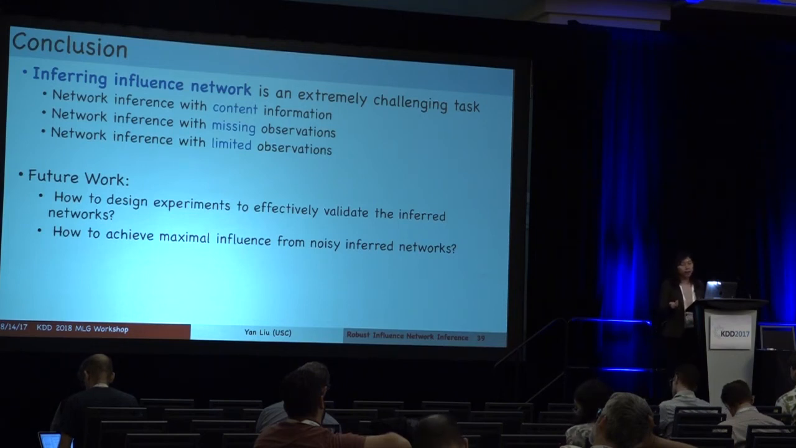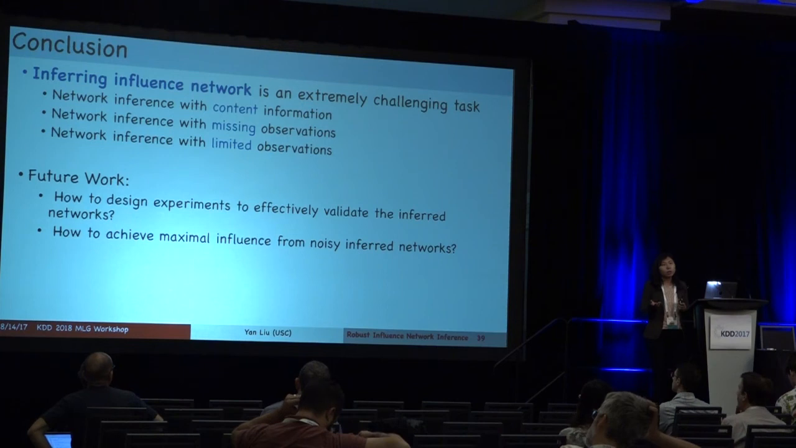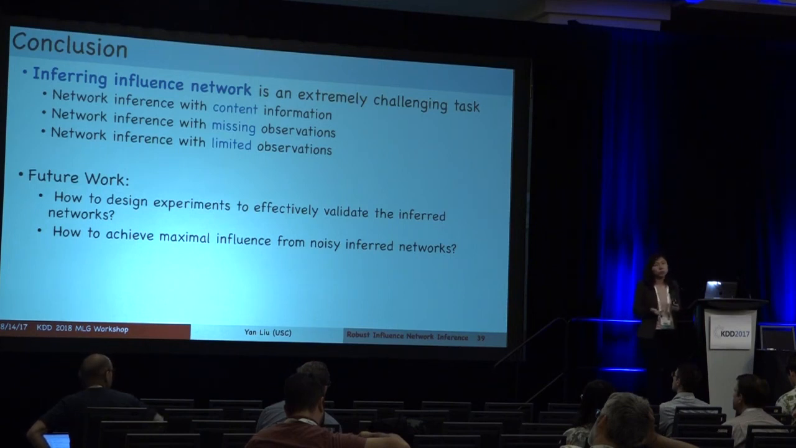For future work, we look at two different directions. One is that once we infer all these different types of diffusion or influence networks, how can we validate whether they are correct or not? Right now, we are mostly using either synthetic data sets or some auxiliary or approximate ground truth. The question is how we can do experimental design so that we can effectively validate all the hypotheses that we have generated using the machine learning model.